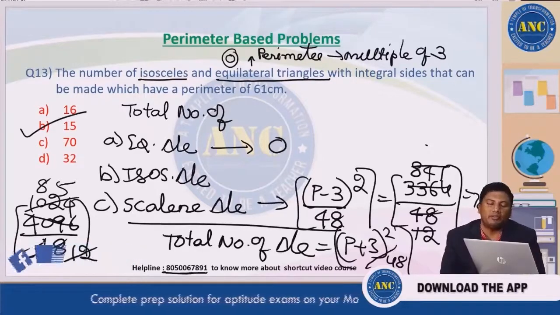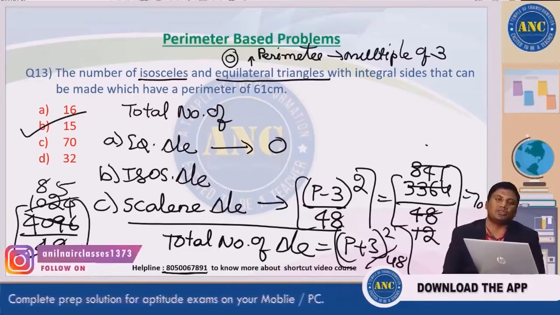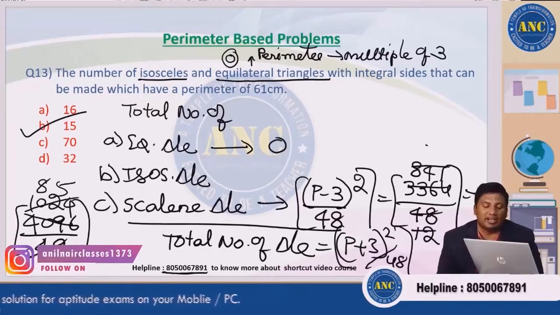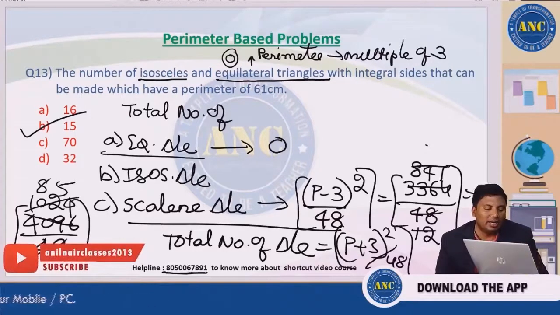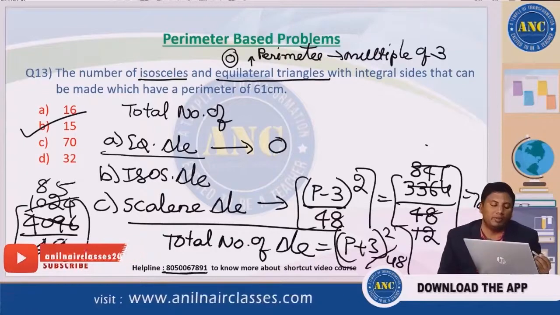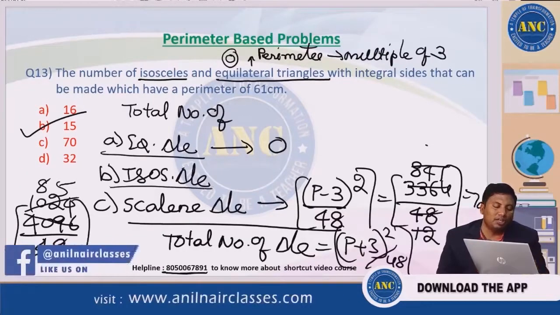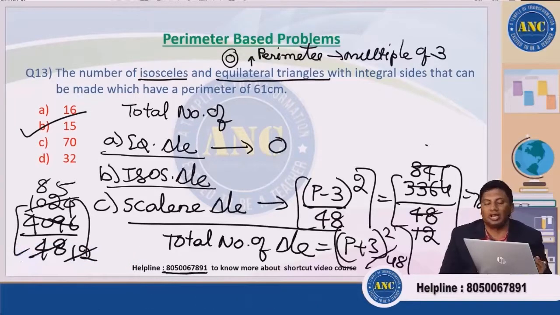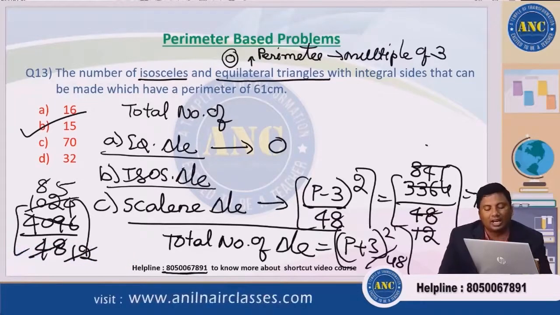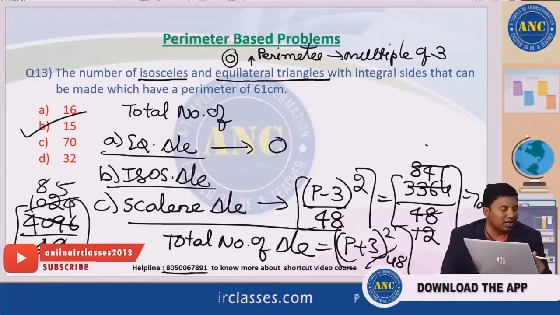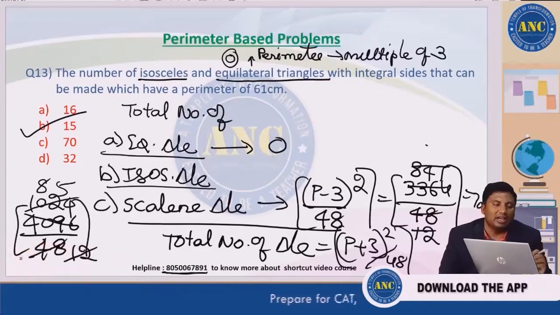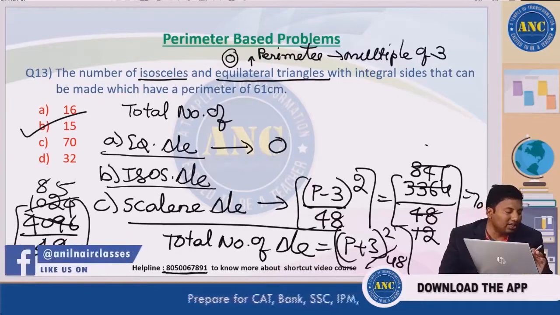Total number of equilateral triangles plus isosceles triangles plus scalene triangles is nothing but the total number of triangles. Equilateral triangle means the perimeter should be a multiple of 3. If you want isosceles triangles, do total minus equilateral plus scalene. If you want scalene triangles, do total minus equilateral plus isosceles. I hope it is clear. An equilateral triangle is not an isosceles.